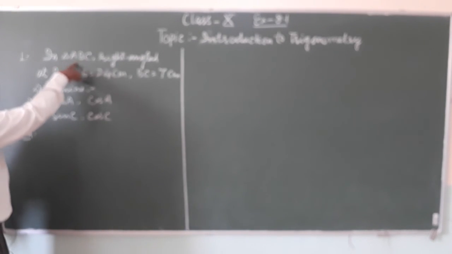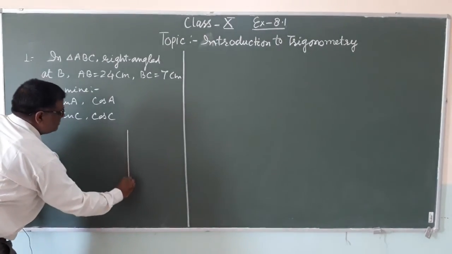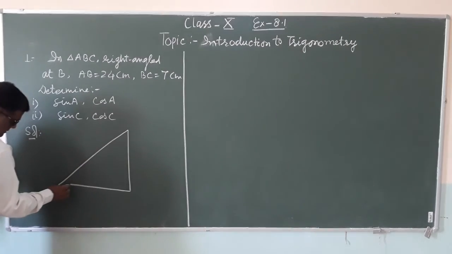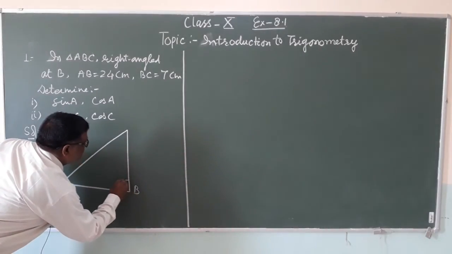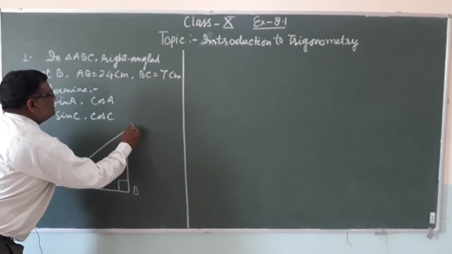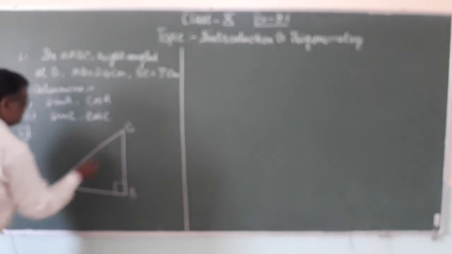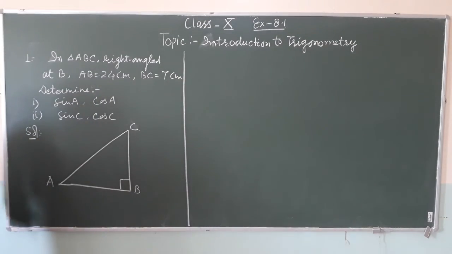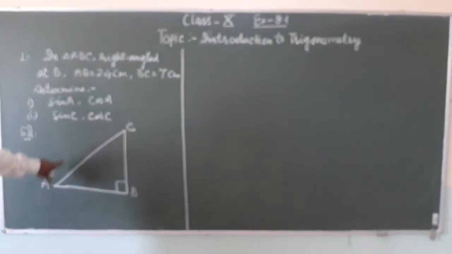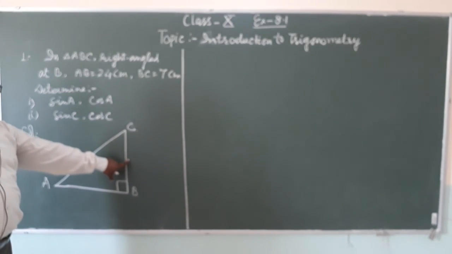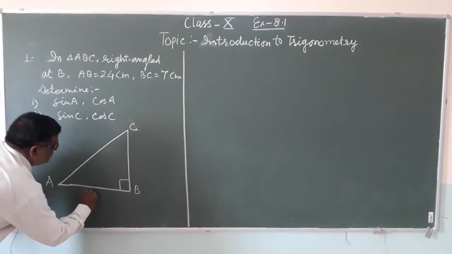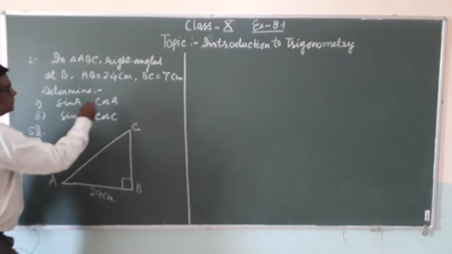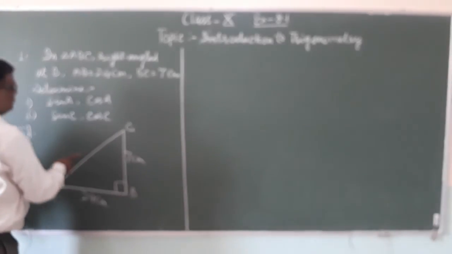Now draw the figure, that is in triangle ABC. First of all, we draw a triangle ABC which is right angled at B. Now write C here, and now write A. In case of this sine A, we take this as the perpendicular, this is the base, and this is the hypotenuse. First of all, write AB 24 centimeter and BC 7 centimeter. We have to find AC.